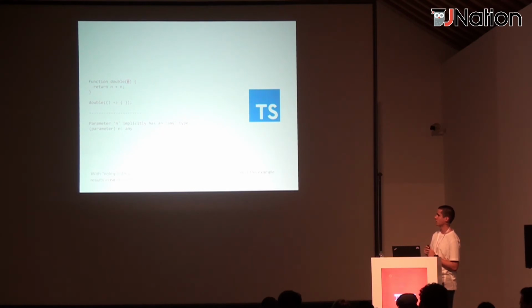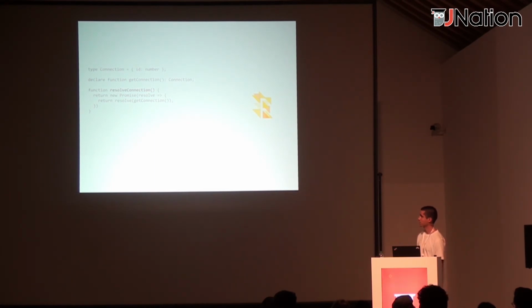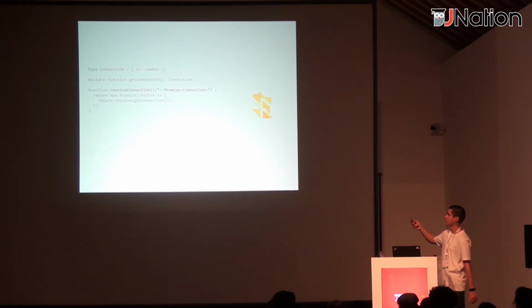And if you didn't fully understand that, let's look at another example that highlights pretty much the same thing. We have a type Connection, which is an object type with only one property, id, number. And we have a function called getConnection that's implemented somewhere else that returns a Connection. And so we call getConnection to get back a connection. Later down below, we implement a function called resolveConnection that returns a promise that always resolves a connection.